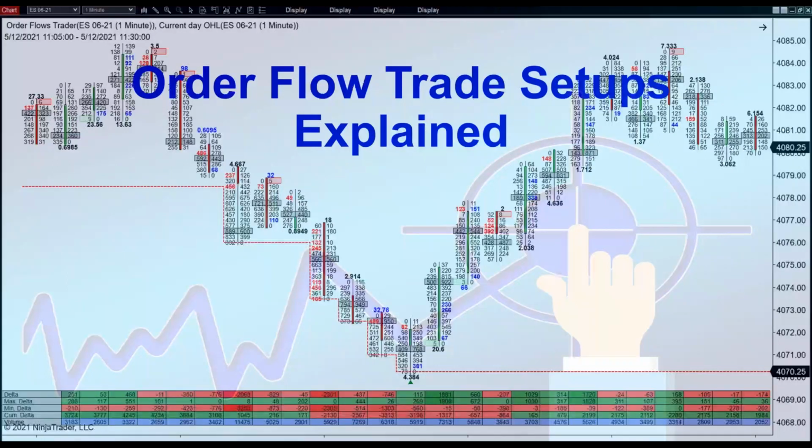I always love catching the other speakers because I also like to pick up new things that I can incorporate into my trading. And today what I'm talking about is trade setups based on the order flow that you can use and add to your trading.